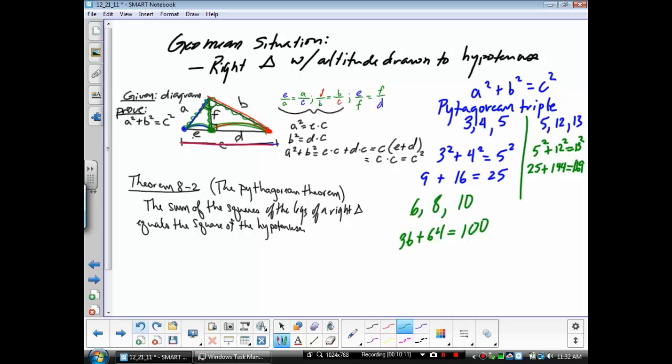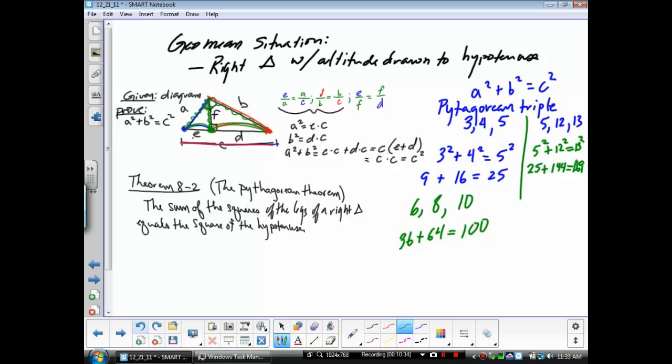What about like 4, 5, 6? It does not work. You can check it out for yourself. 4 squared plus 5 squared will not equal 6 squared. They're only called a Pythagorean triple if the squares of the smaller ones added equal the square of the larger one. That's the only way they're called a Pythagorean triple.